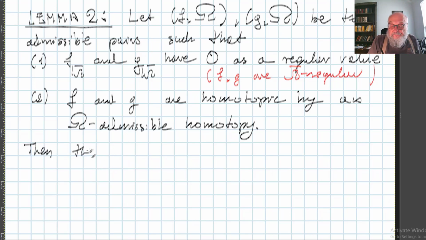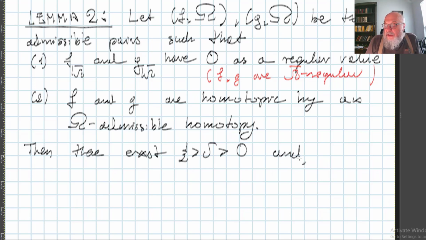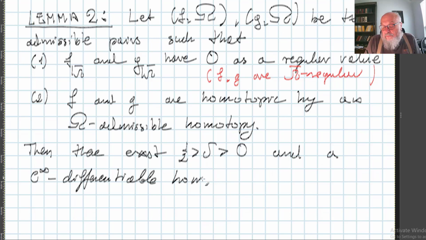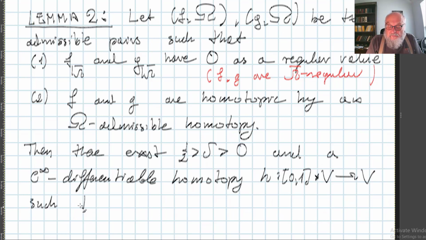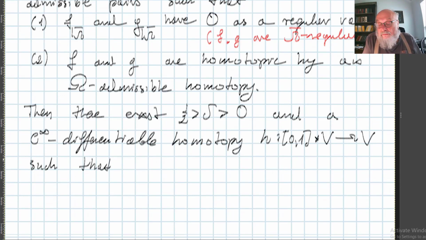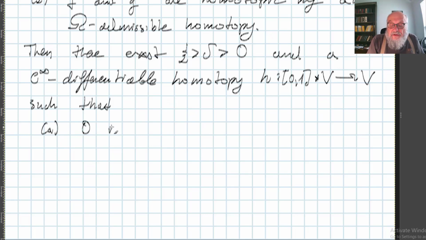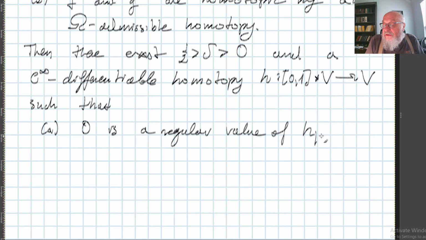Then there exists delta, which is smaller than 1/2, strictly larger than 0, and a C infinity differentiable homotopy H from 0, 1 times V to V, such that first one, A, 0 is a regular value of H, and this is restricted to 0, 1 times omega bar.